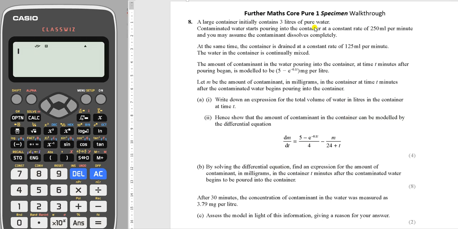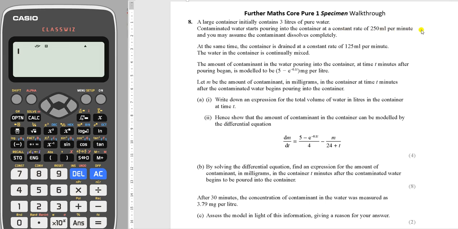And the most important thing with questions like this is to identify every particular key value and variable and identify exactly how they link together. In particular, if anything talks about a rate, you want to get it clear in your head what it is a rate of and with respect to what. Generally speaking, for things like this, the rate will be implicitly with respect to time. So for instance, contaminated water pours into a container at a constant rate of 250 milliliters per minute.